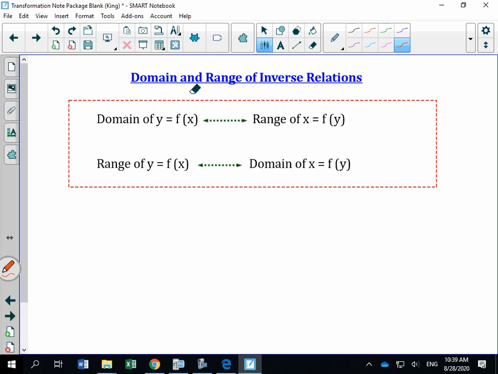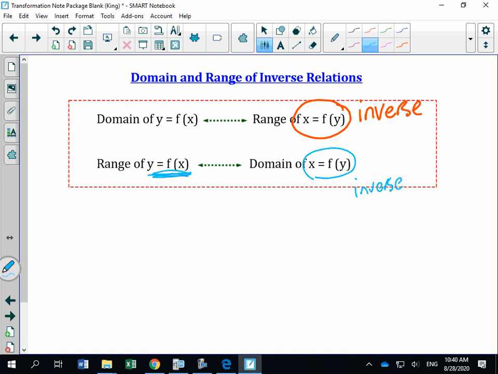Okay, domain and range of inverse functions. This is what we just talked about in the last example. Basically what it's saying is the domain of the original function is going to be the range of the inverse. And the range of the original function is going to be the domain of the inverse.